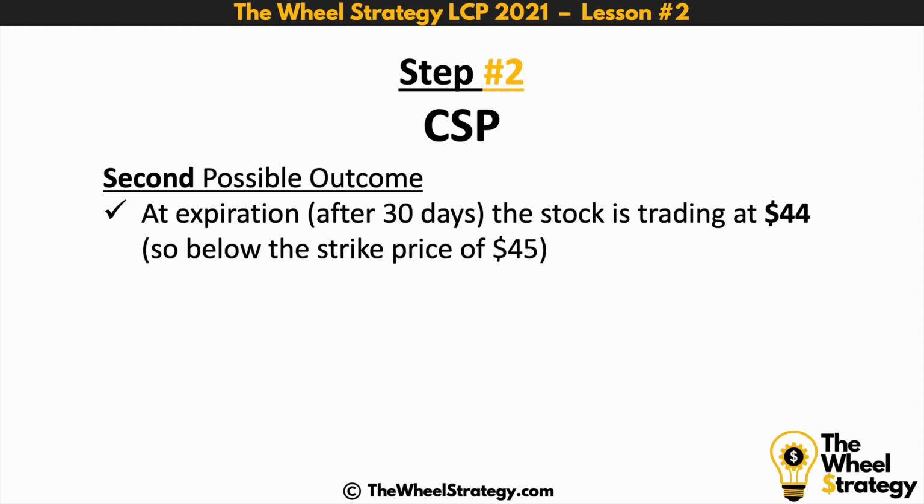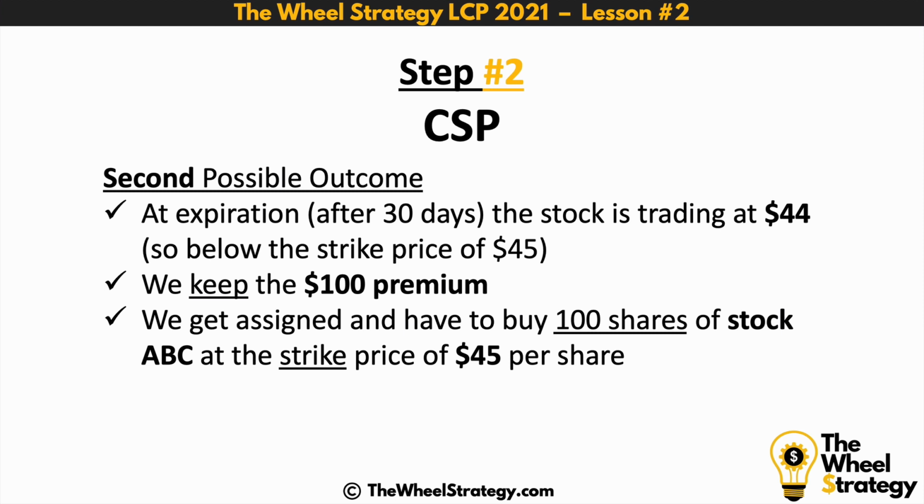On the other hand, let's say the stock is trading at 44 at expiration, we still keep the premium. And again, that puts us in a better spot than just a normal stock trader, because we reduce our cost basis already. But we get assigned and we have to buy at the strike price of 45. Okay?